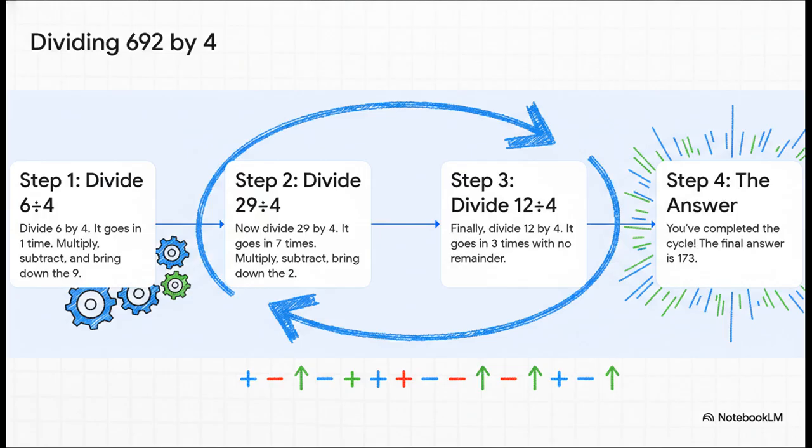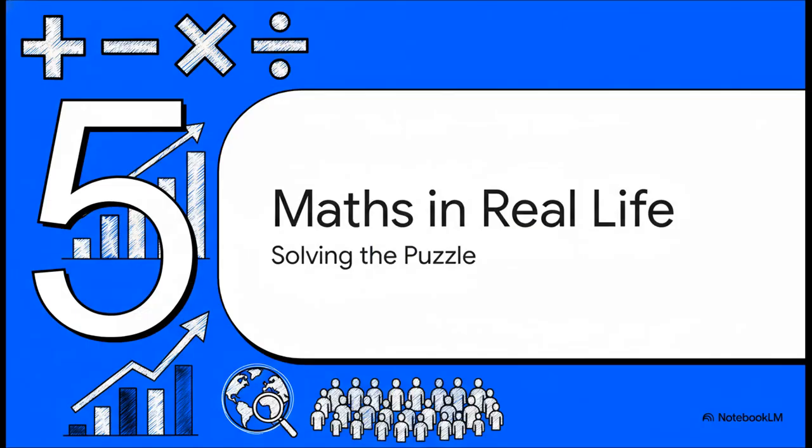Okay, one last time. Divide. 12 divided by 4 is exactly 3. There's nothing left over. So, as you can see in step 4, our final answer is 173. See? It's just repeating those 4 little steps. All right. We've covered all 4 of our major tools: addition, subtraction, multiplication, and division. So now, I think we're ready to go back to that huge population problem from the beginning.